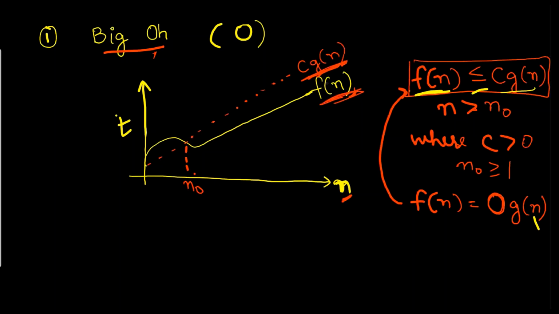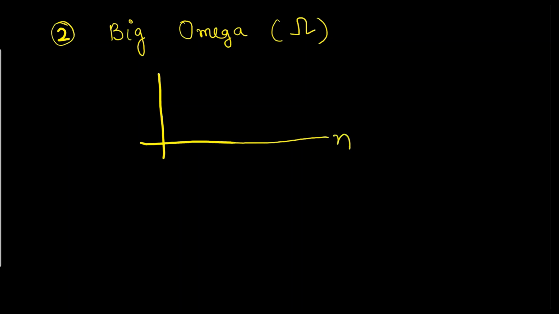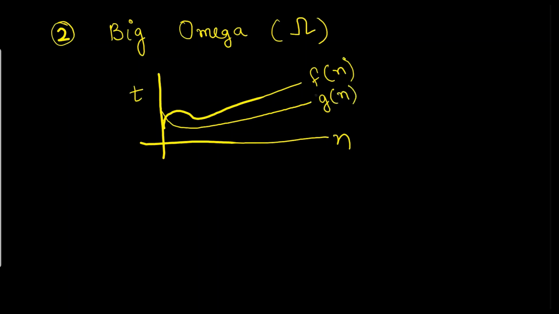Now let's look at the second term, big omega, which is represented by the omega sign. Here the size of input is n, and we will calculate the time. Let's take f(n), the same function of n, and now g(n) is lower bounding the f(n) function. So here I am writing g(n) with c.